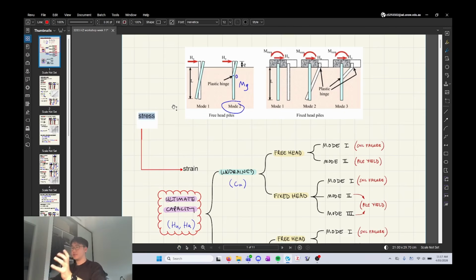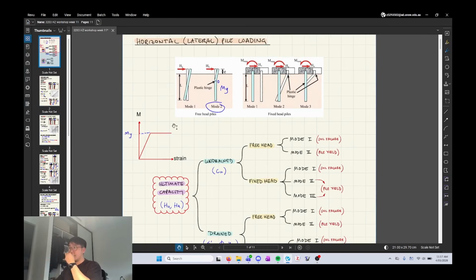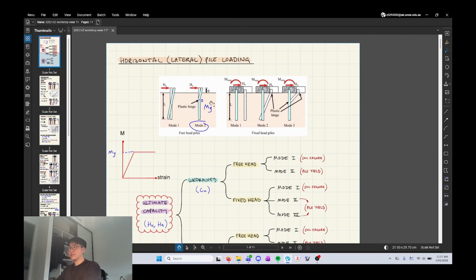But instead of stress, if we're talking about it in terms of a moment, right? The idea is, if we consider concrete as a perfectly plastic object, pretend it's like steel, right? The idea is that there's some kind of yield moment, right? Which will cause it to plasticize, okay? That's what I'm trying to say. All right. Okay, so that's free-headed piles.